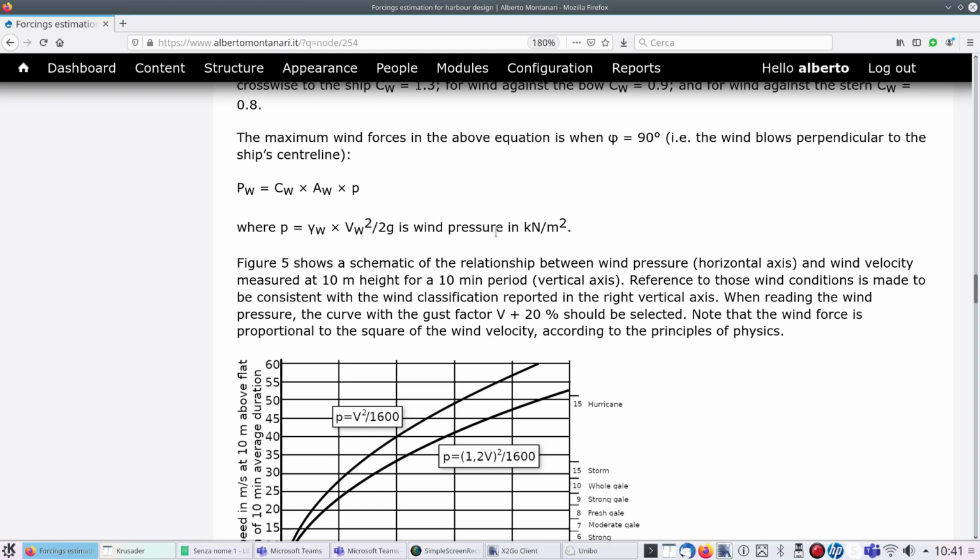Now, this pressure, let's compute it, because I want to verify whether it is true that for a wind velocity of 30 meters per second with a gust factor of 1.2, I get a wind pressure which is 0.81 kilonewton per square meter. So let's make this computation.